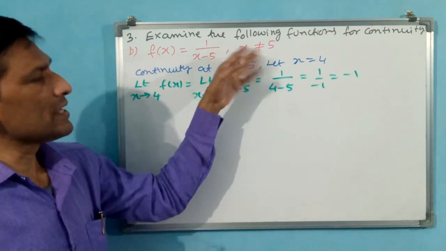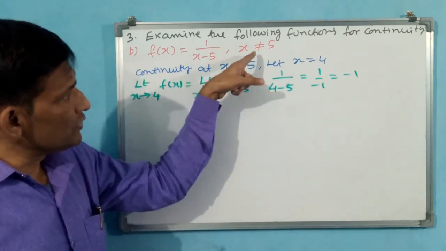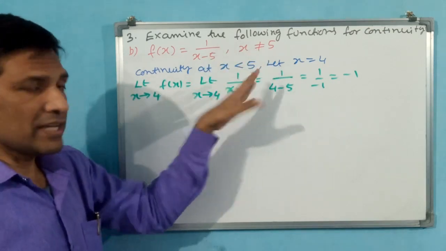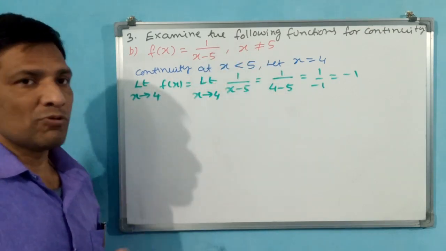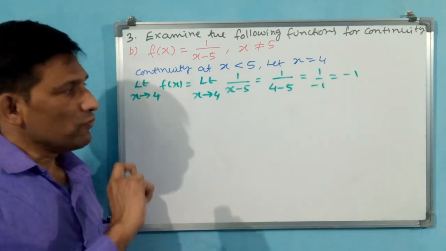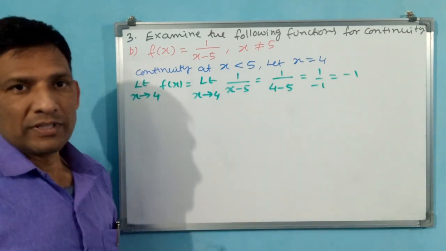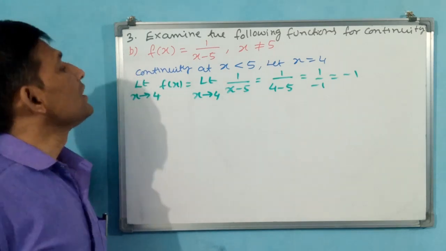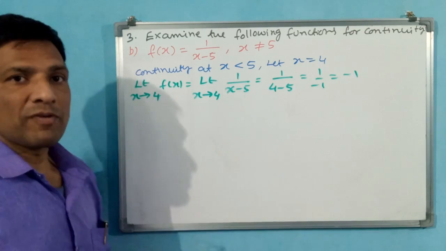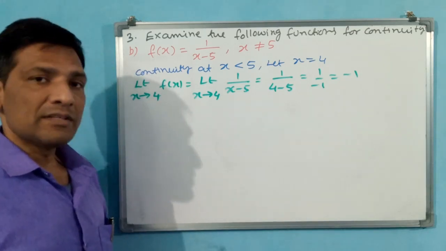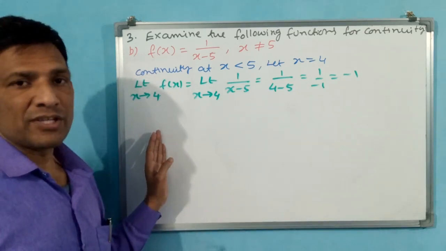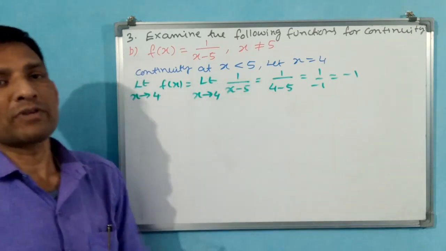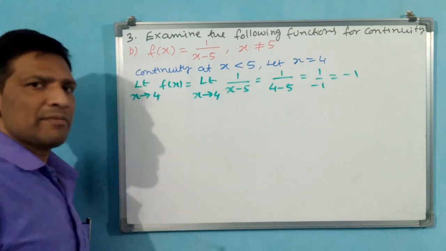Why? Because there is no logical control. They have written that x is not equal to 5, that's all. But there is no logical control. That means there is no change in the values if you slightly increase or decrease the 4. That means what we can write? We can write left hand limit is equal to right hand limit is equal to limit x tends to 4 f of x. Then shall you write the function is continuous at x is equal to 4? No, you have to write the function is continuous at x is less than 5, because any number if you take, it will come like this.